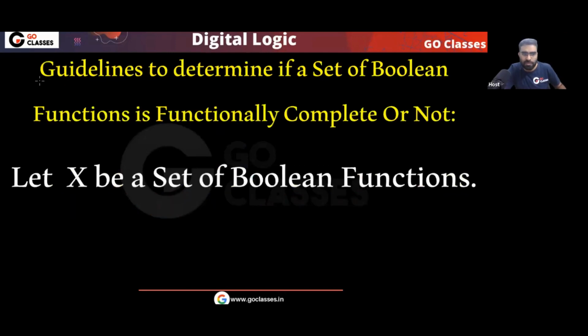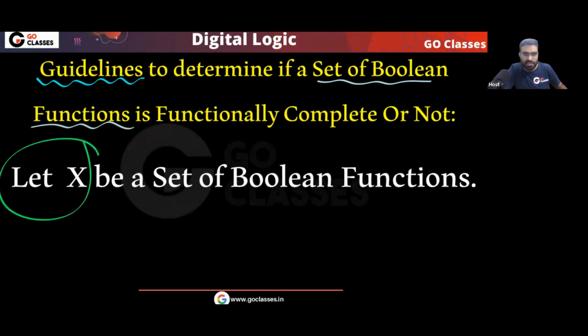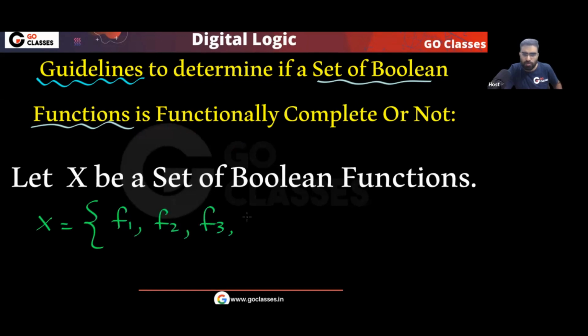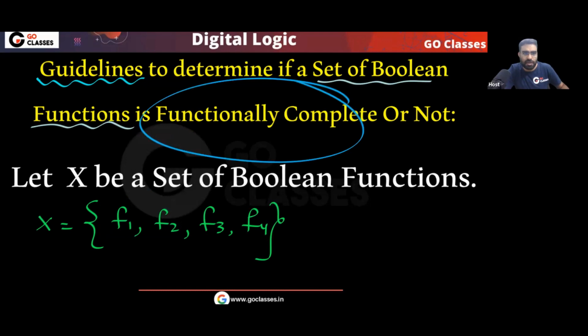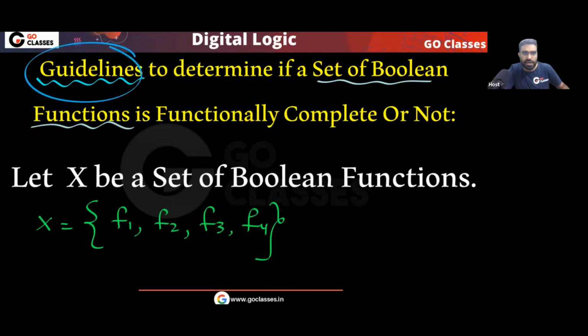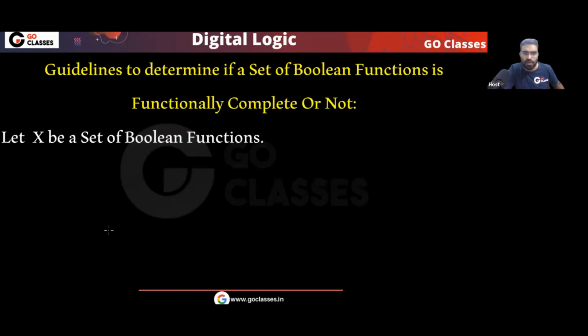Let me tell you. So far, we have seen some guidelines to determine if a given set of Boolean functions is functionally complete or not. If X is a set of Boolean functions, for example, function f1, function f2, function f3, and so on, maybe function f4, this set will be given to you. Is this set of Boolean functions functionally complete or not? To check that, we have some guidelines. What are those guidelines?